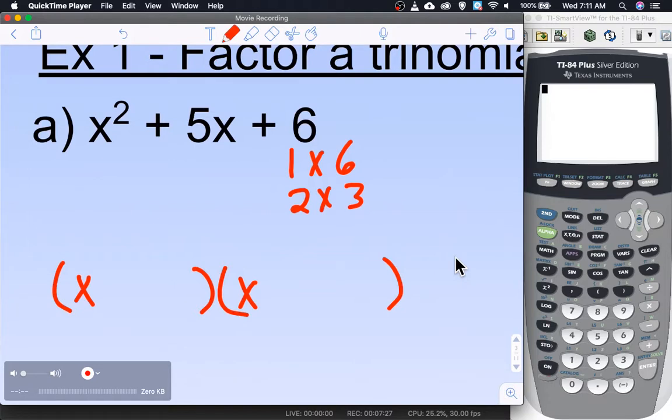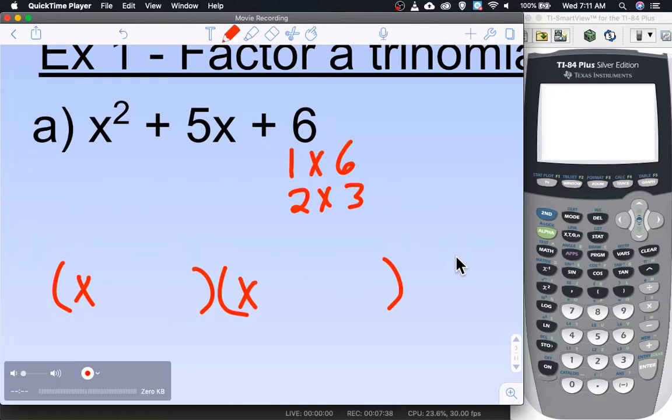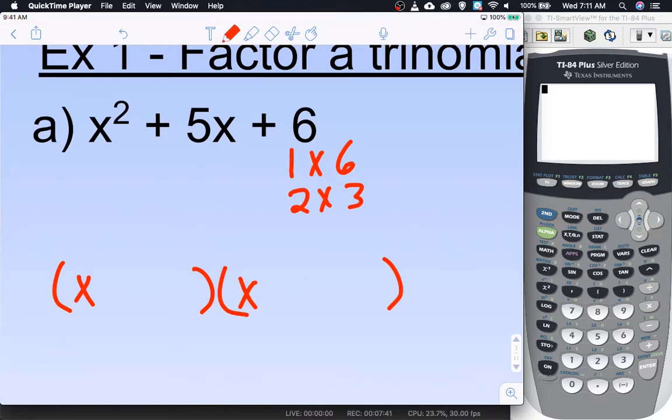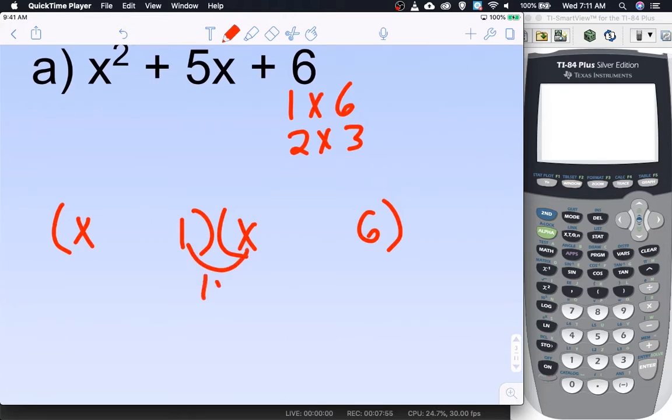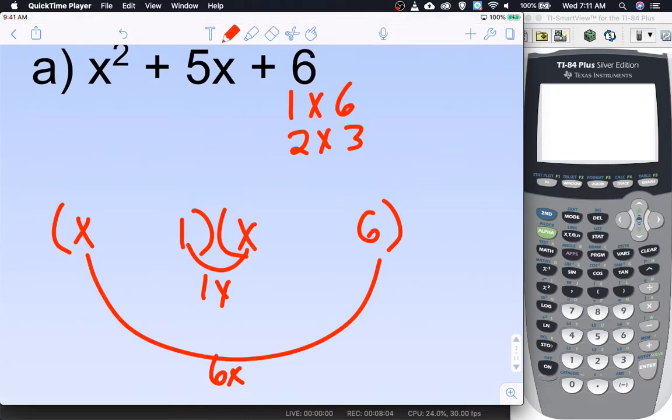Now, if you're good at mental math, you can kind of shortcut this process a little bit. If you're not so good at mental math, then you're going to have to do a lot of guessing and checking, which everybody's going to have to do. But the people who can do mental math can check a lot faster in their heads. This is not going to be the right answer, because that gives me a 1x, that gives me a 6x. Can a 1x and a 6x make 5x? Well, actually, yes, it can, if the 6 is positive and the 1 is negative.